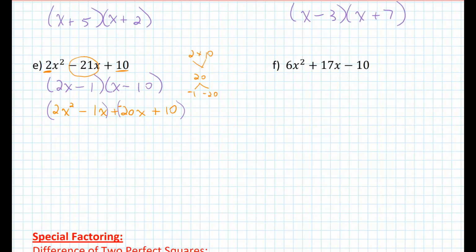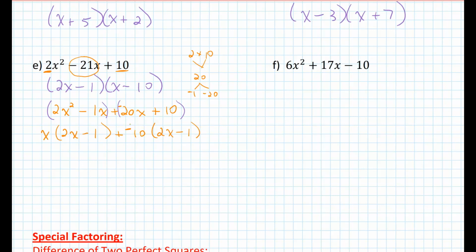All right, now I have two different groups, and I'm just going to factor each one of them. So 2x squared minus 1x, what is the common term there? X. So if I factor out x, I'll be left with 2x minus 1. Then I have negative 20x plus 10. What is the common factor there? 10. Now because my lead term is a negative, I'm actually going to factor out a negative 10. And that's going to leave me with positive 2x minus 1. Because again, I'm factoring a negative out.